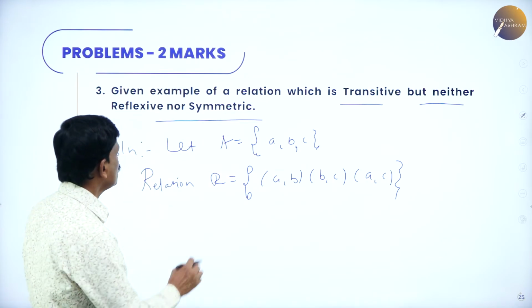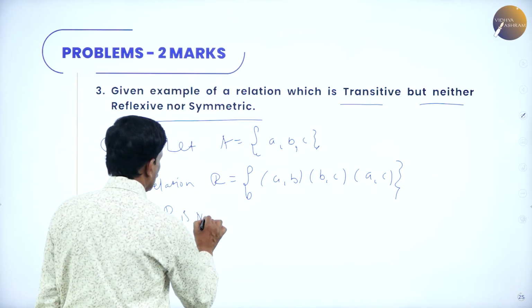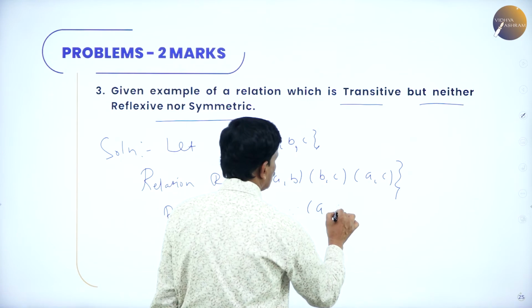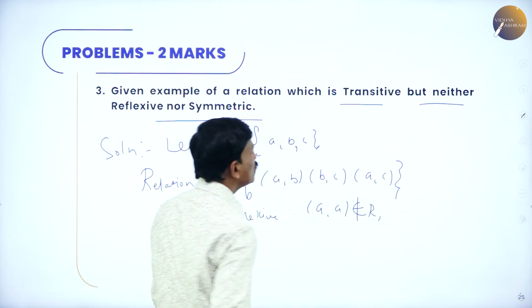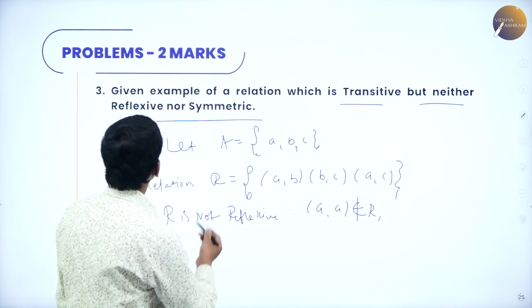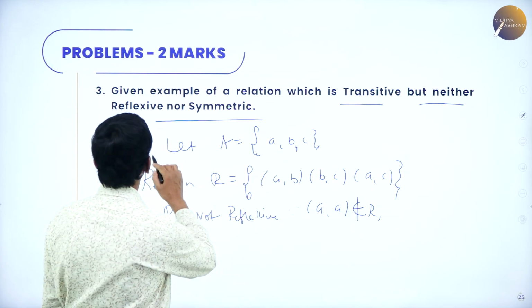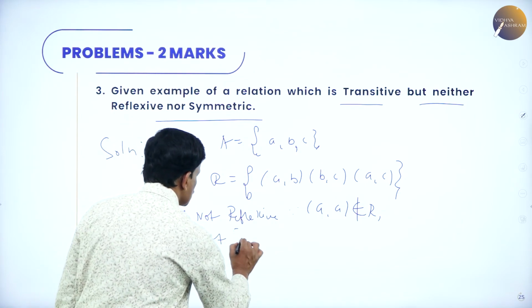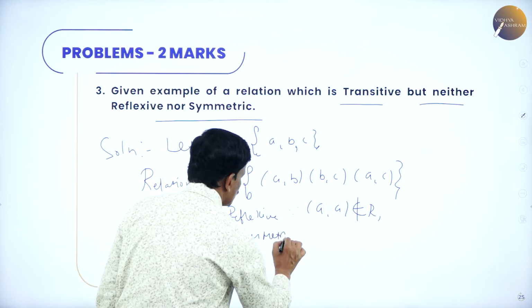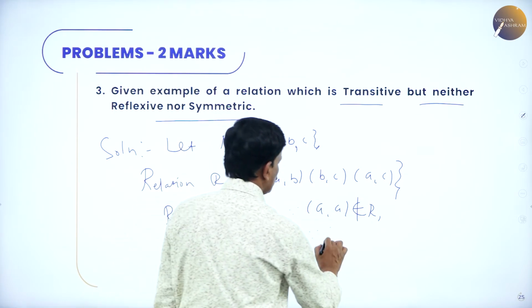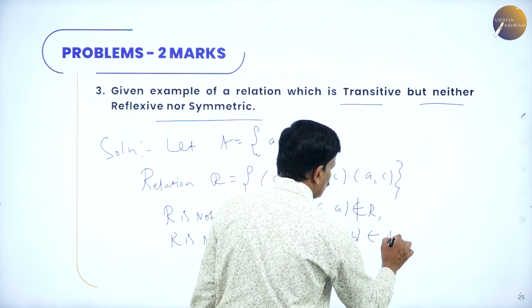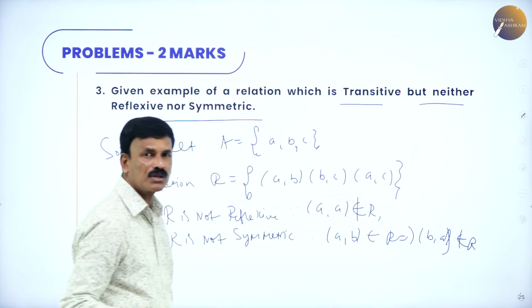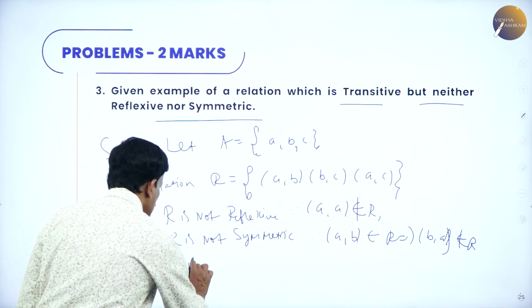So clearly we can say that R is not reflexive, because (a,a) does not belong to R. This is to give an example which is transitive but neither reflexive nor symmetric. And R is not symmetric, because (a,b) belongs to R implies (b,a) does not belong to R. Now verify whether R is transitive.